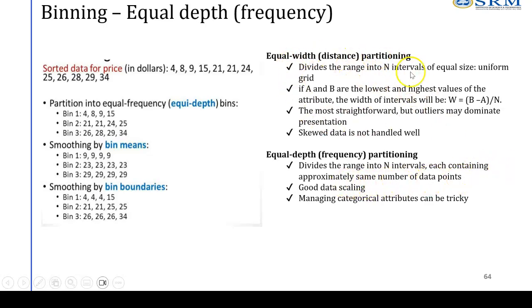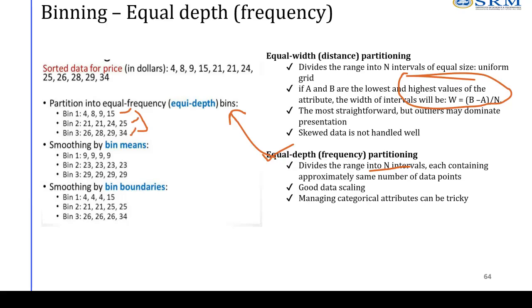About equal depth partitioning and all these points, we will see it in the coming part of our slide. Now let us concentrate only on equal depth frequency partitioning. We are just dividing the range into n intervals containing approximately the same number of data points. So we have 12 data points here. We are dividing the 12 data points into 3 bins consisting of 4 in each bin.